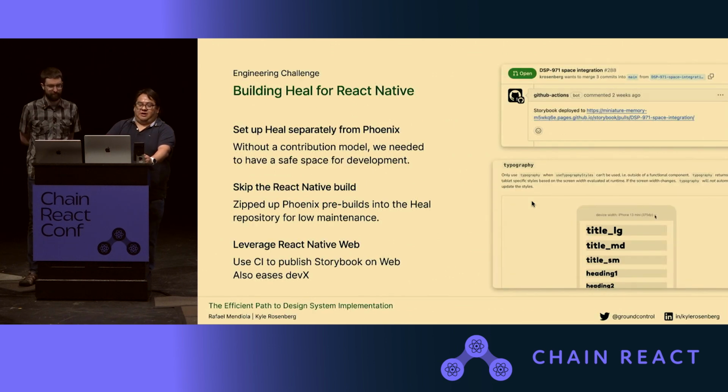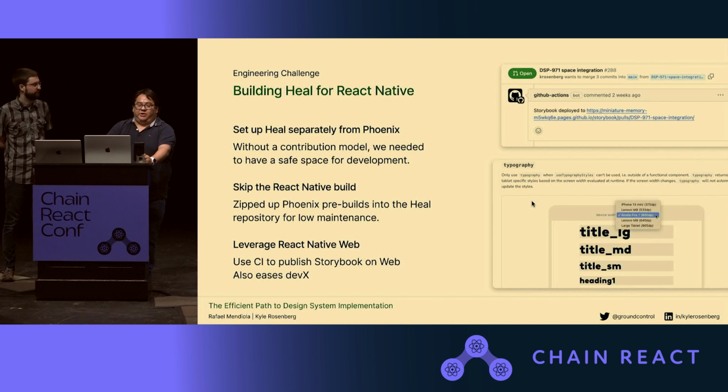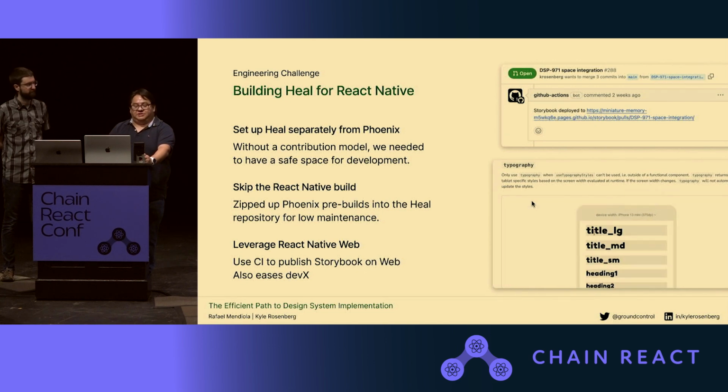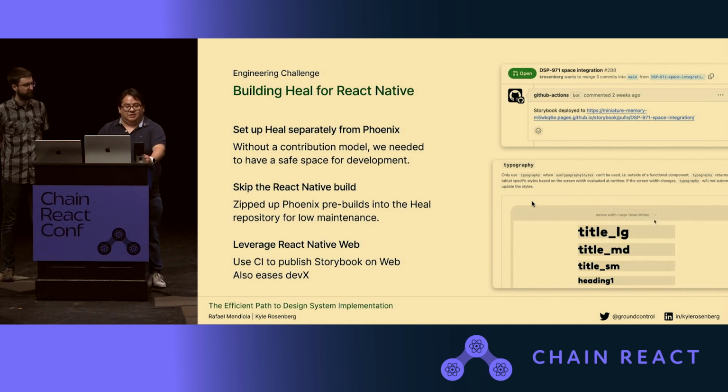How do you set up a design systems project for a React Native application? We decided to create Heal as a separate project from Phoenix. As we mentioned earlier, Phoenix is a very busy repository. We could have included Heal in Phoenix, but having a separate repo seemed like a safe bet since we didn't have a contribution model in place.